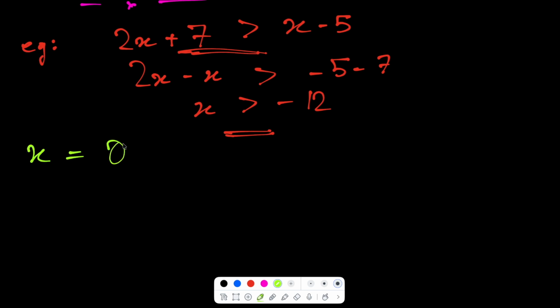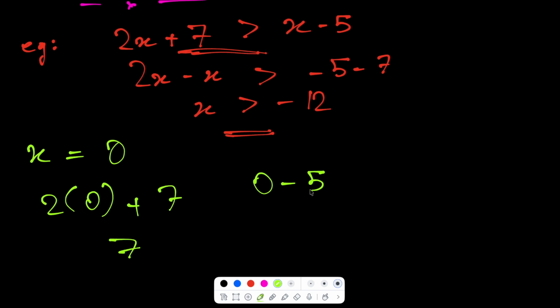Let's say x equals 0. 2 times 0 plus 7 is 7, and 0 minus 5 on the right hand side is going to be minus 5. Now, according to x equals 0, 7 will be greater than minus 5. This statement is true. 7 is greater than minus 5. Therefore, we have justified our claim that x will always be greater than minus 12.